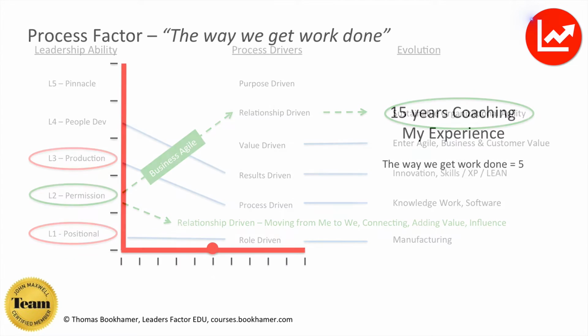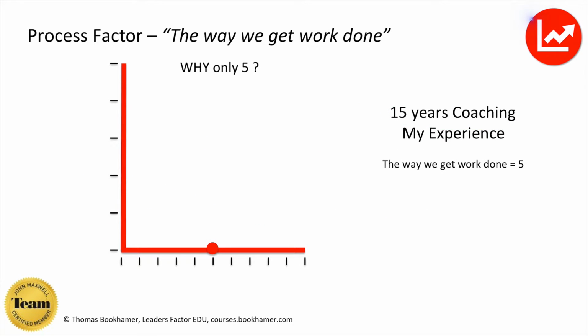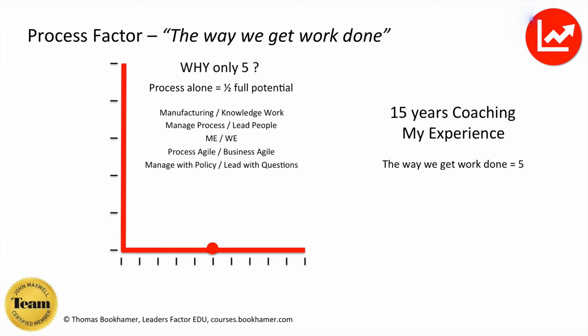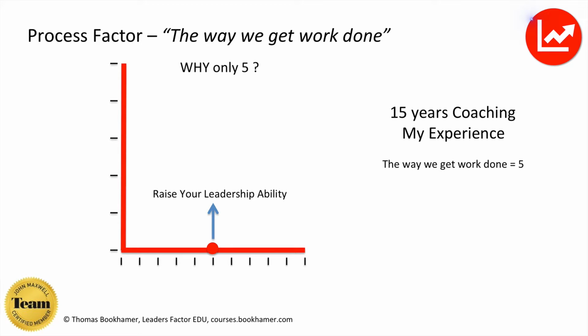So let's look at the process factor. This is the way we get work done. I think we're reaching about half our potential. Why? Because we moved from manufacturing to knowledge. We did that pretty well. But we're still managing process, not leading people. We haven't yet moved from me to we on the business side. We're doing process agile pretty good. But what about business agile? And we're managing with policy instead of leading with questions. So I think leading with questions is so important. That's also a topic in the workshop. So what do we need to do? We need to raise our leadership ability.